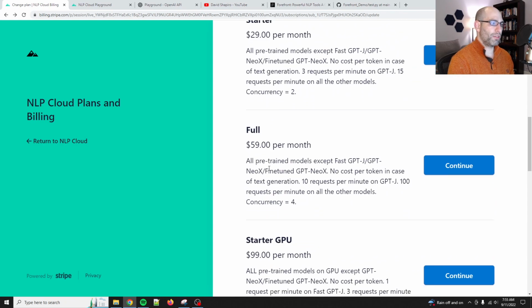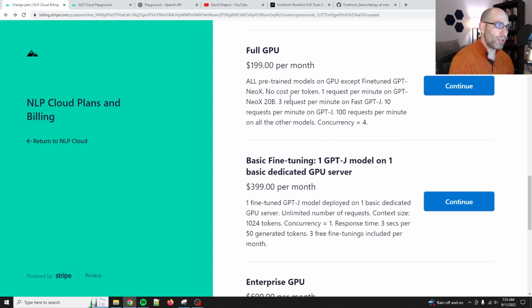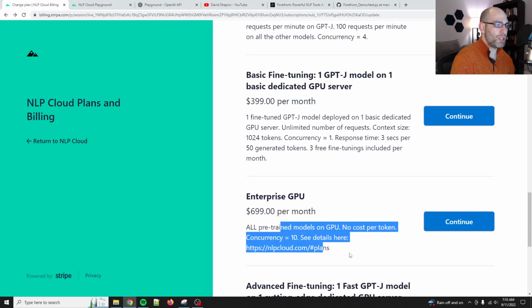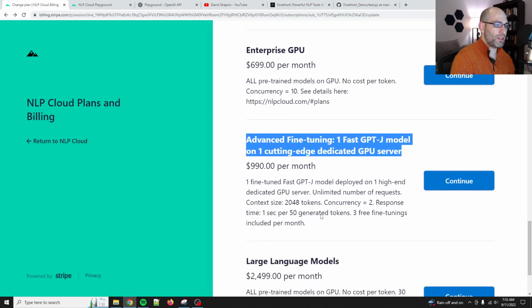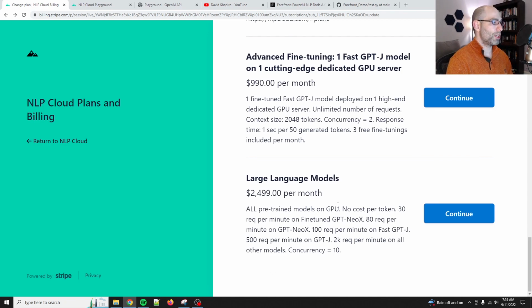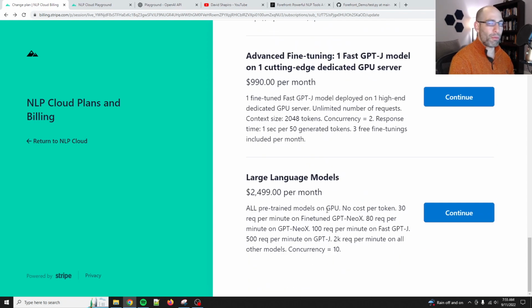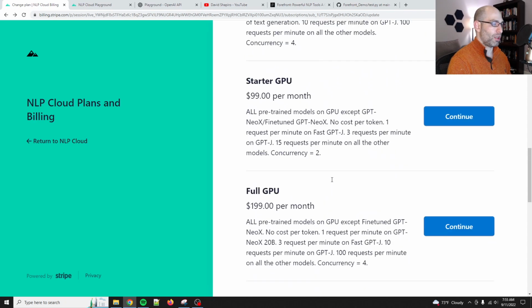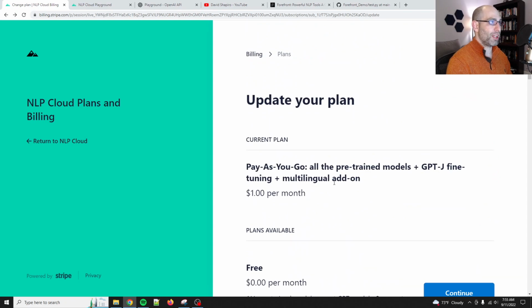You get your starter pack, your starter GPU, your full GPU, except for fine-tuned, basic fine-tuning, enterprise GPU, advanced fine-tuning, and then large language models. You get the full. So if you pay $2,500 a month, you get unlimited everything on dedicated GPU. It's pretty crazy. So if you're doing a full production thing and speed matters, I still think these are slower than OpenAI, because I'm pretty sure OpenAI got the Cerebras wafer scale engine too, because that's the only thing that we can think of that would explain how fast it is.